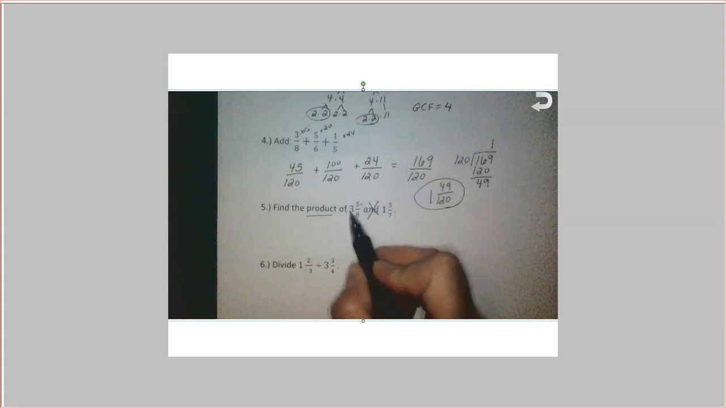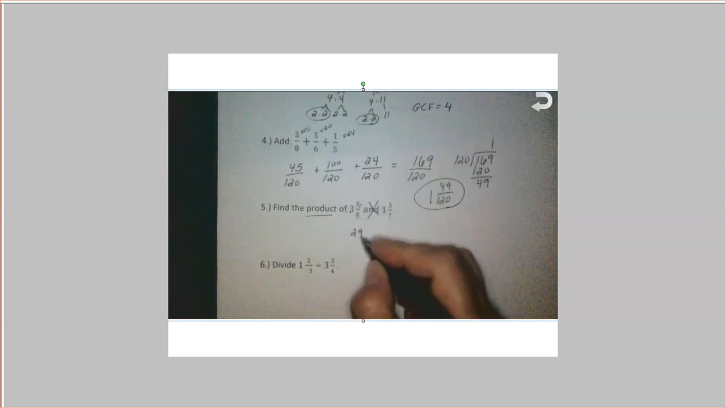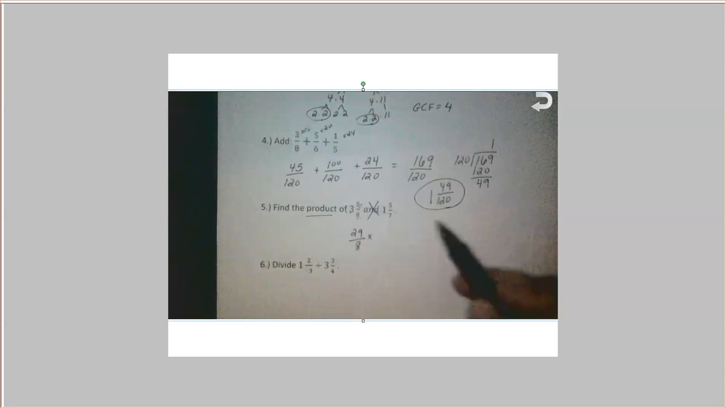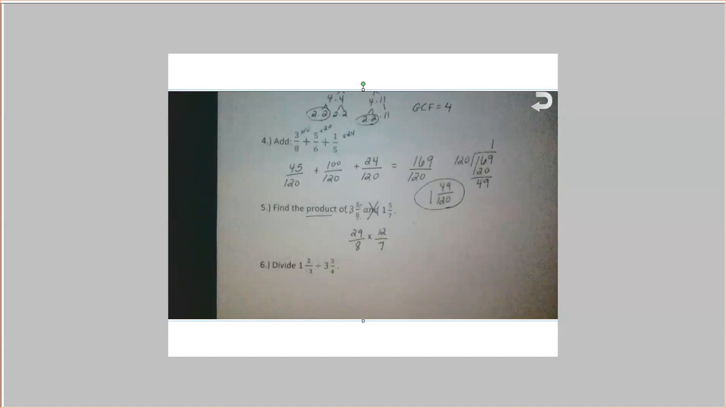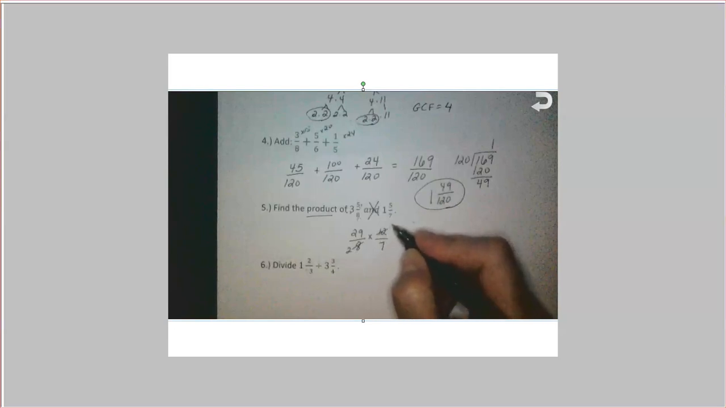So 8 times 3 plus 5. 8 times 3 is 24, plus 5 is 29. And we keep the same denominator. 7 times 1 is 7, plus 5 equals 12. Okay, before we multiply, if we can reduce anything, I want to do that just to help make the multiplication a little easier. I know that 8 and 12 are both divisible by 4. 12 divided by 4 is 3.